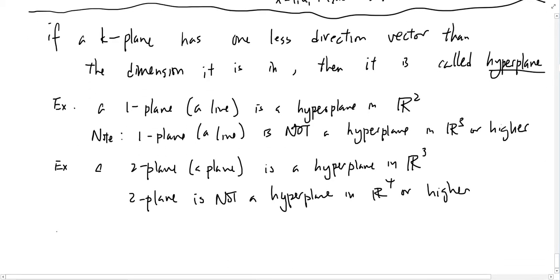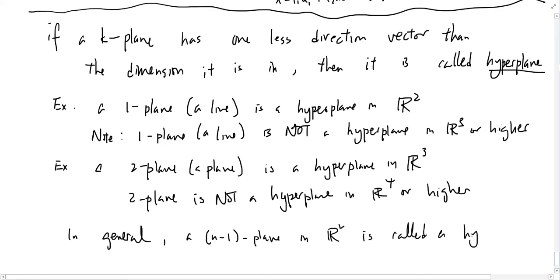Therefore, in general, note the pattern involved. A two-plane is a hyperplane in R3 because the number 2 is 1 less than 3. That's why it's called a hyperplane. A one-plane is a hyperplane in R2 because 1 is 1 less than 2. So in general, an (n-1)-plane in Rn is referred to as a hyperplane.